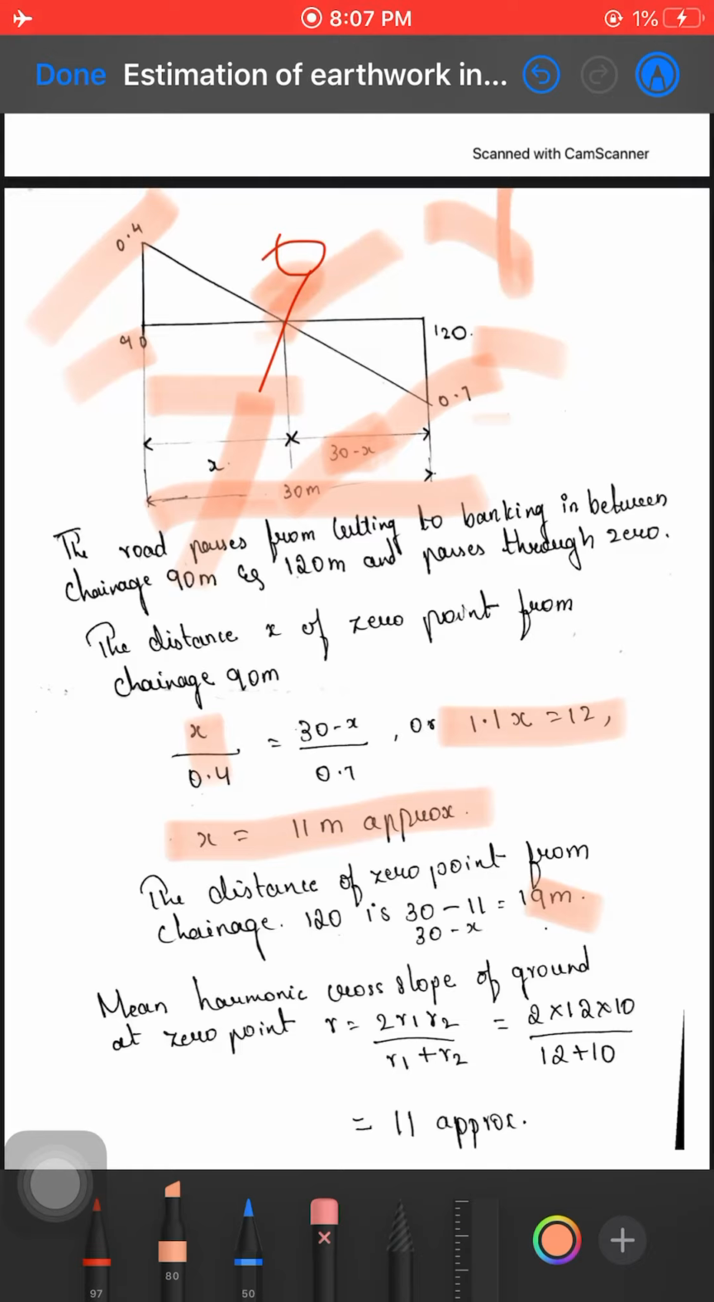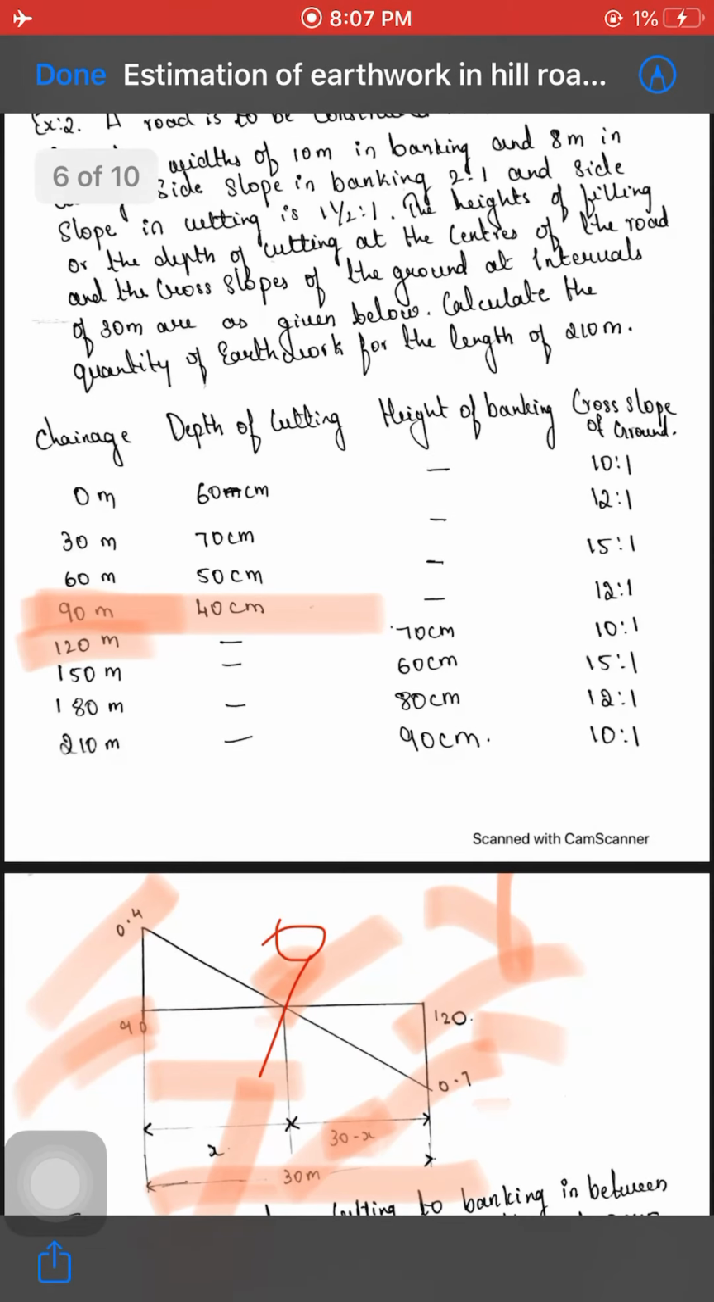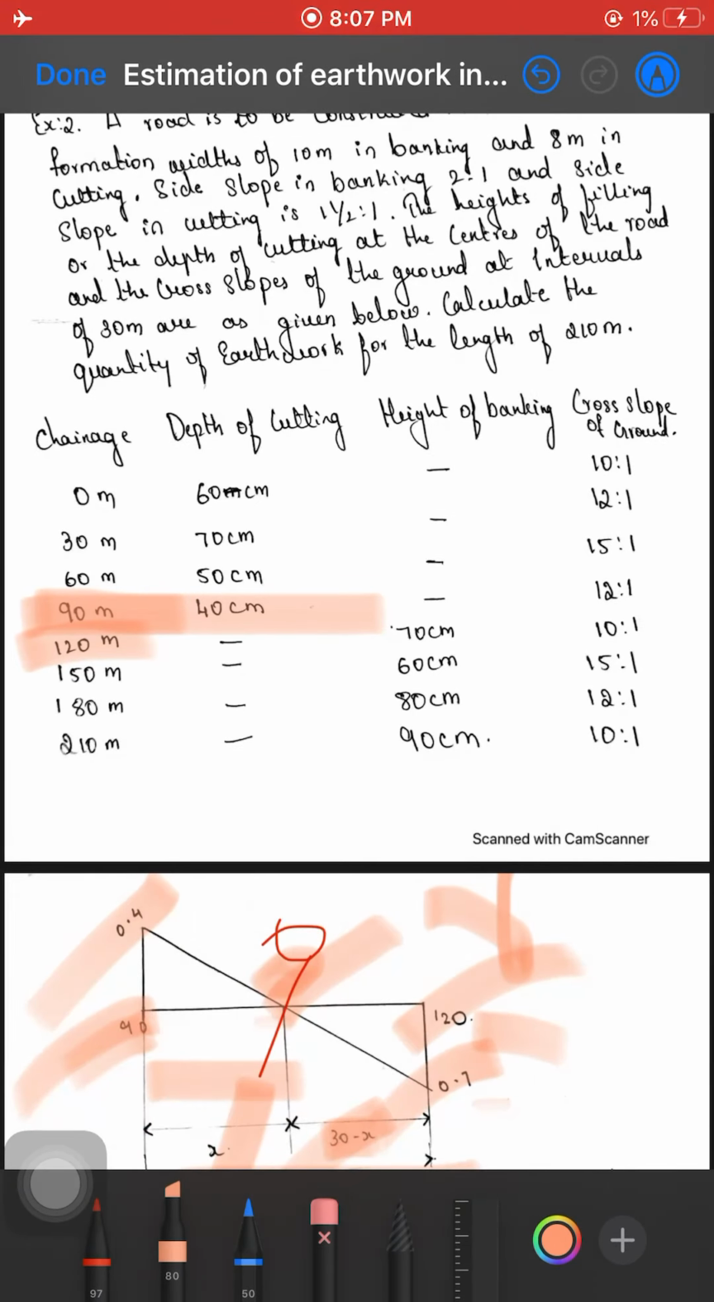Okay, so after calculating the distance of the 0th point, you also need to calculate at the 0th point the value of R. Okay, so mean harmonic cross slope of ground at 0 point is calculated by this formula, that is 2 R1 R2 divided by R1 plus R2. So R1 is the cross slope at chainage 90, R2 is the cross slope at chainage 120. Okay, so you can see at chainage 90 the cross slope is 12 and at chainage 120 the cross slope is 10.